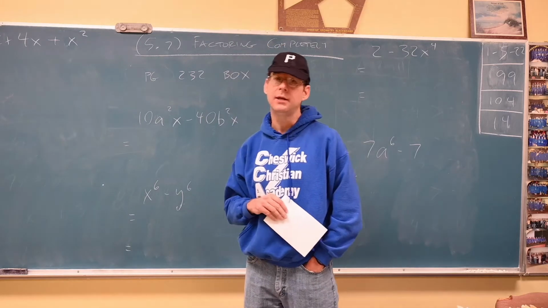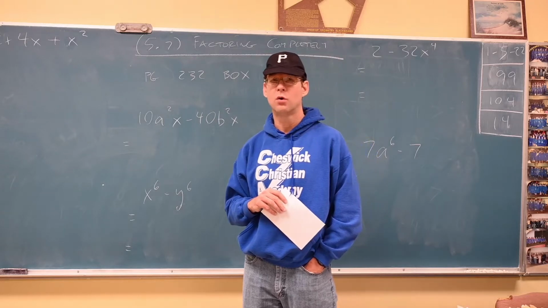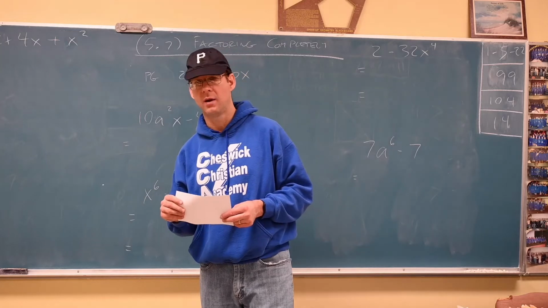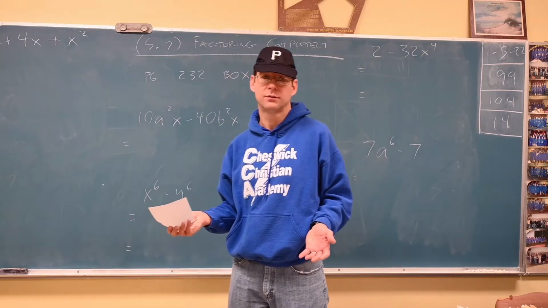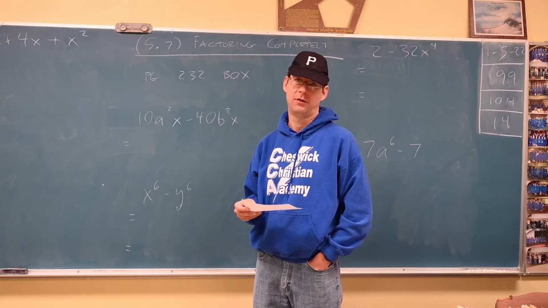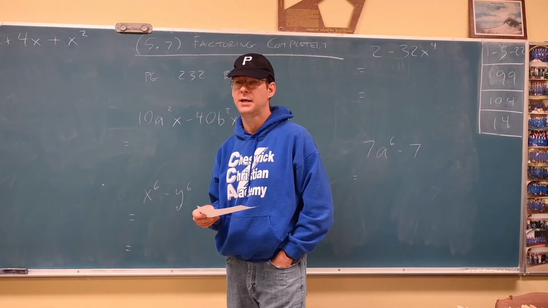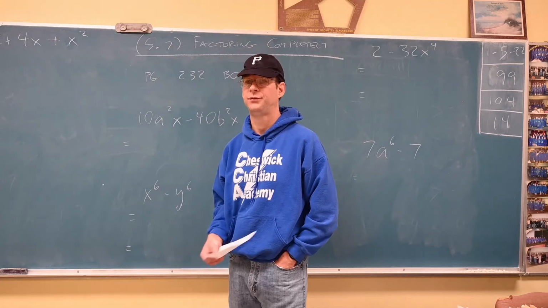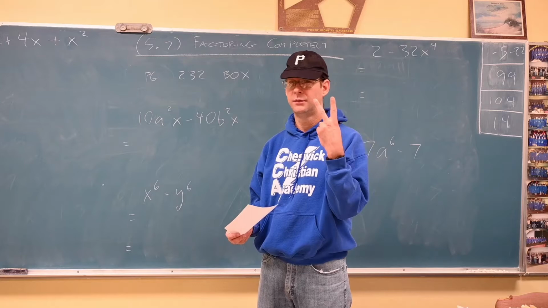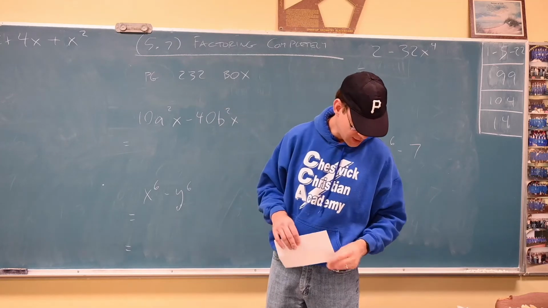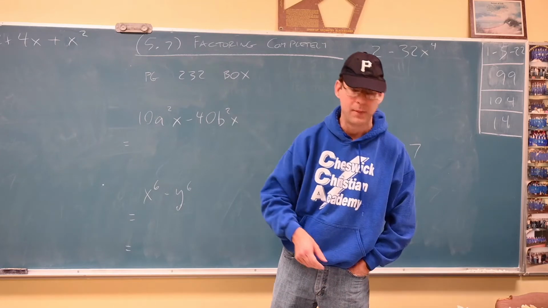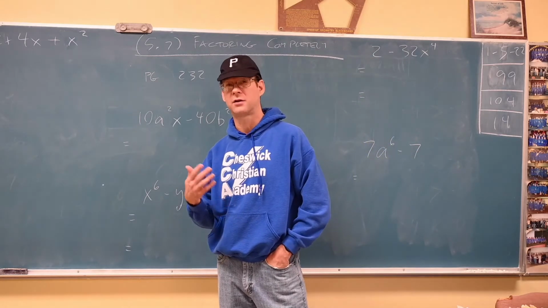Step 2C would be if there's 4 or more terms, we have 2 options. With 4 or more terms, either try to combine like terms to make the problem smaller, or factor by grouping is our other choice. So step 2C, if there's 4 or more terms, is 2 points worth of stuff: either combine like terms or factor by grouping. And then step 3 is factor completely, meaning sometimes you factor and then you need to factor again.